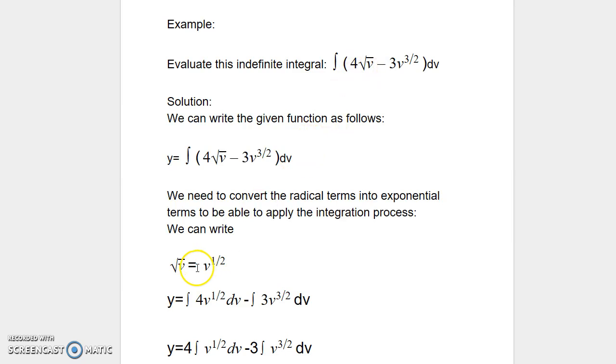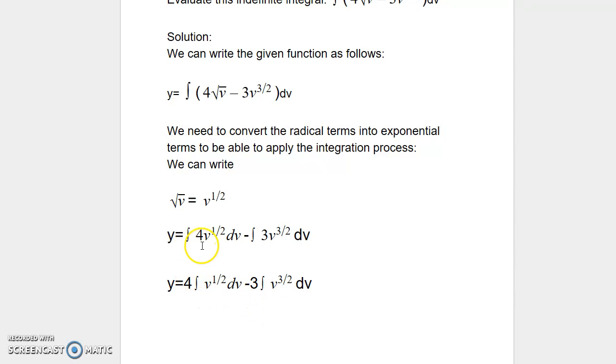Square root of v we can write as v to the power of 1/2, and therefore we can rewrite the given function as y is equal to integral 4v to the power of 1/2 dv minus integral 3v to the power of 3 over 2 dv. Now when we see constant terms inside of the integration process, we can take them outside as shown here. y is equal to 4 integral v to the power of 1/2 dv minus 3 integral v to the power of 3 over 2 dv.